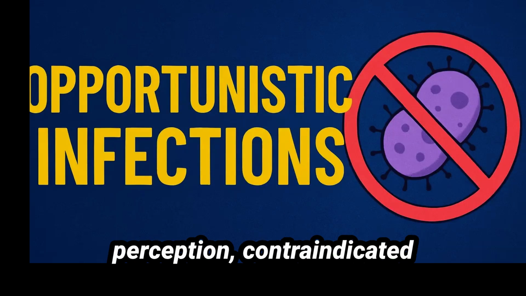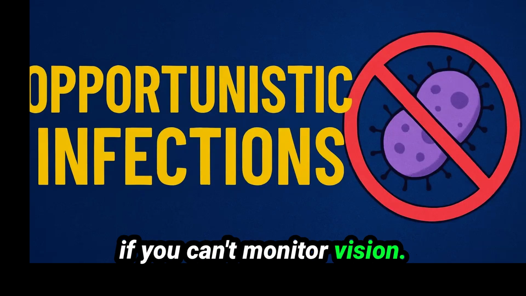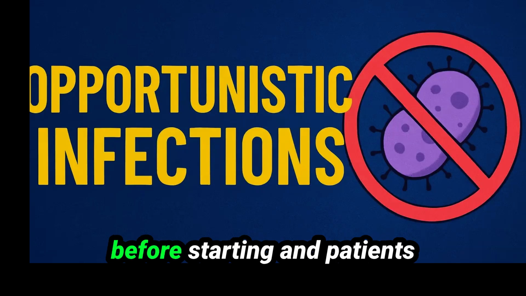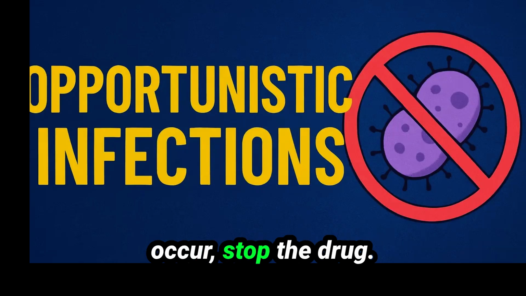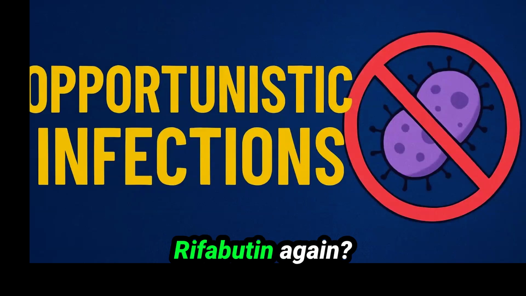Can affect vision and color perception, so it's contraindicated if you can't monitor vision. Ideally, an eye exam before starting, and patients need to report any vision changes immediately. If vision changes occur, stop the drug. And sometimes a third drug is added, rifabutin again.